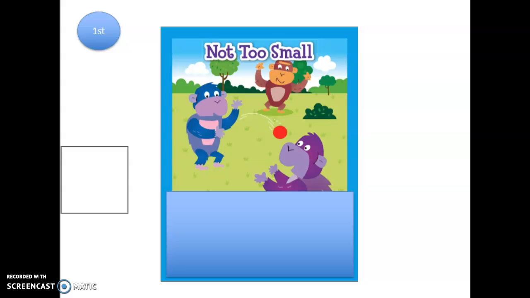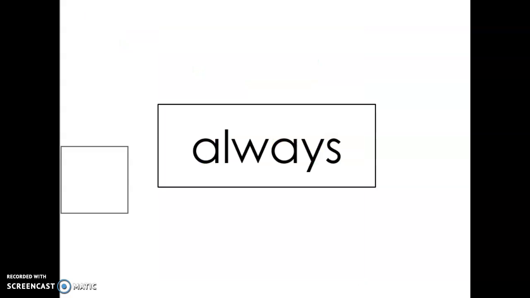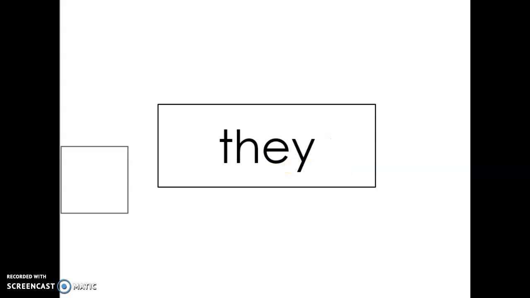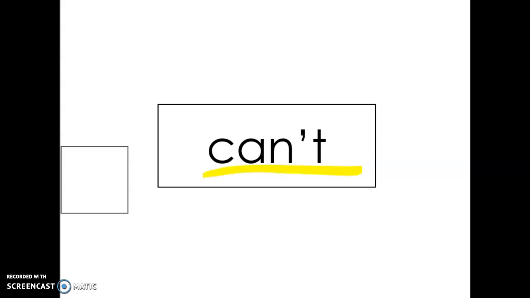All right, we are reading the story called Not Too Small today. What's the story called? All right, this word is always. What's the word? This word is they. What's the word? This word is one. What's the word? This word is of. What's the word? This word is said. What's the word? This word is can't.